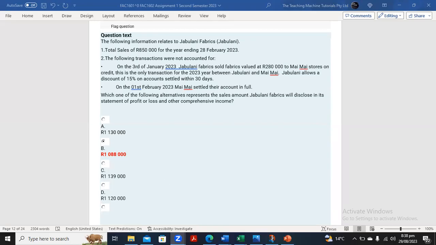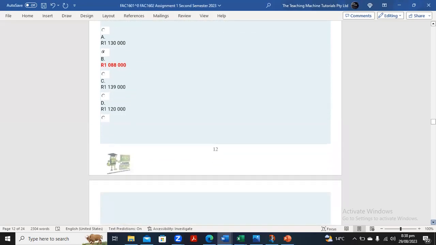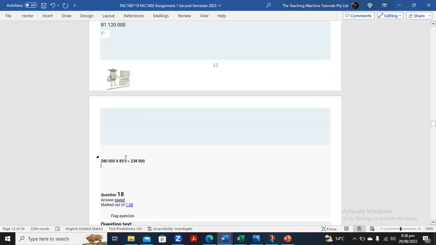Yeah, you see this 85%, it confuses a lot of students. So this is what you need to do to avoid this confusion. You multiply by 15%: 280,000 multiplied by 15% is 42,000. Then you say 280,000 minus 42,000, and then you get 238,000.